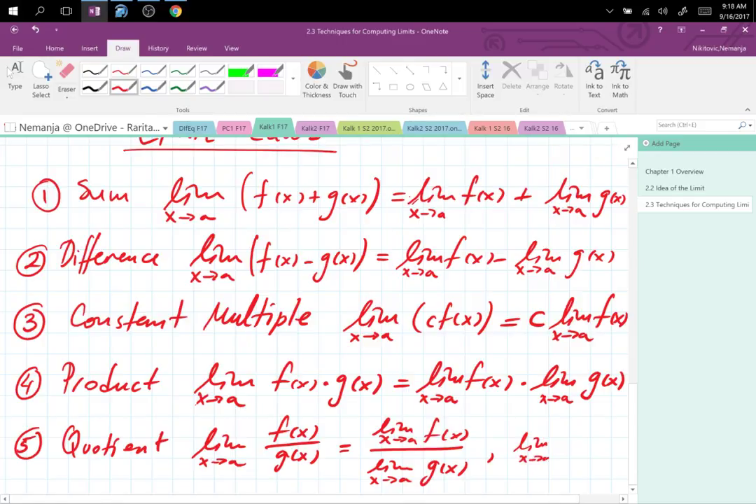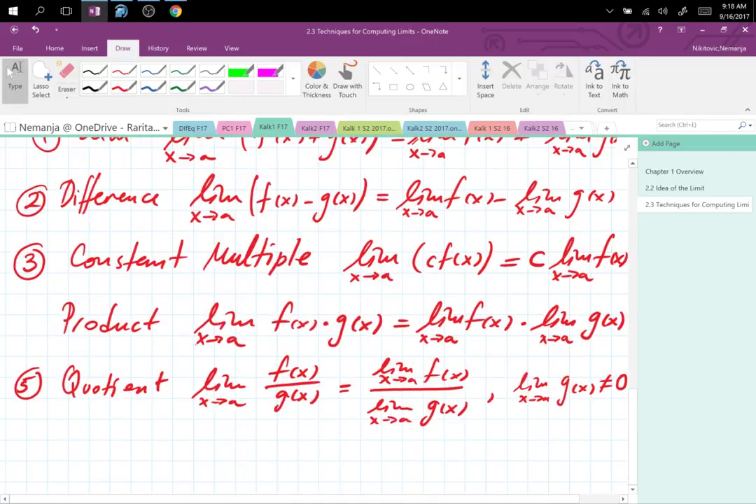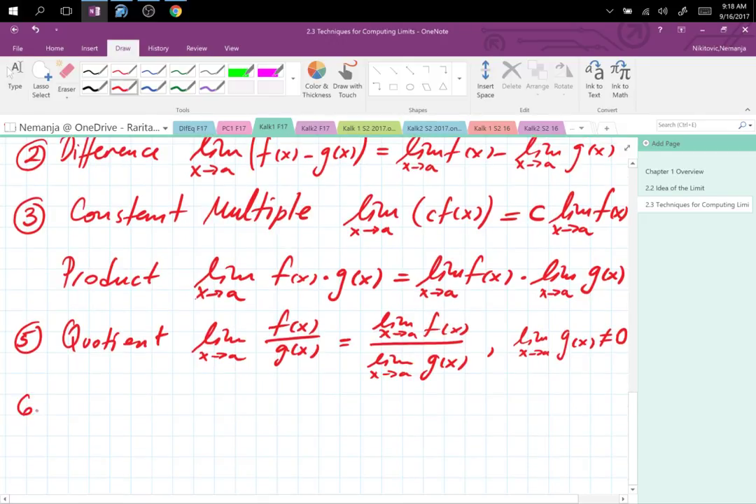We also have to specify that the limit of g of x cannot be 0, because we are not allowed to divide by 0. Rules 6 and 7 are the same rule, but for some reason, the author of the book believes that we should write them as two.